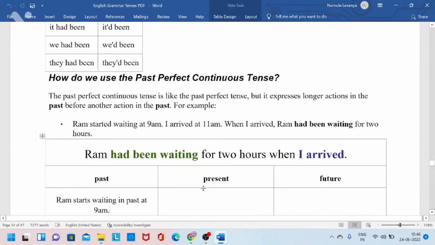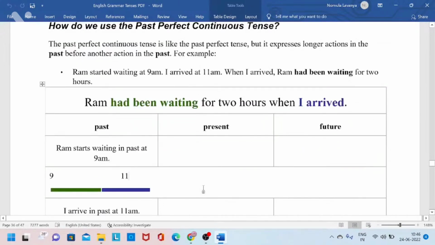So the past perfect continuous tense expresses a longer action. The continuous tenses mean it has a long action, so in the past, the long action before another action in the past. Here we have an example. Ram started waiting at 9 a.m. I arrived at 11 a.m. When I arrived, Ram had been waiting for 2 hours.